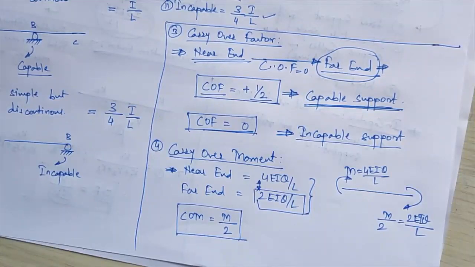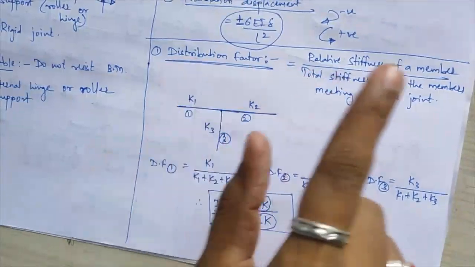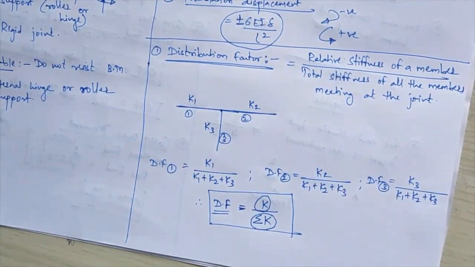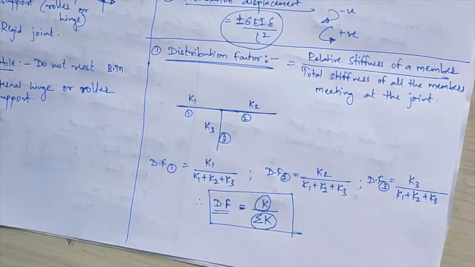Carryover moment is not mostly used, but the first three concepts, the distribution factor, relative stiffness and carryover factor, you have to remember very carefully for solving numericals. So we will revise them once again. The distribution factor is the ratio of relative stiffness of a member to the total stiffness of all the members meeting at that joint. That is, DF is equal to K divided by summation of K.